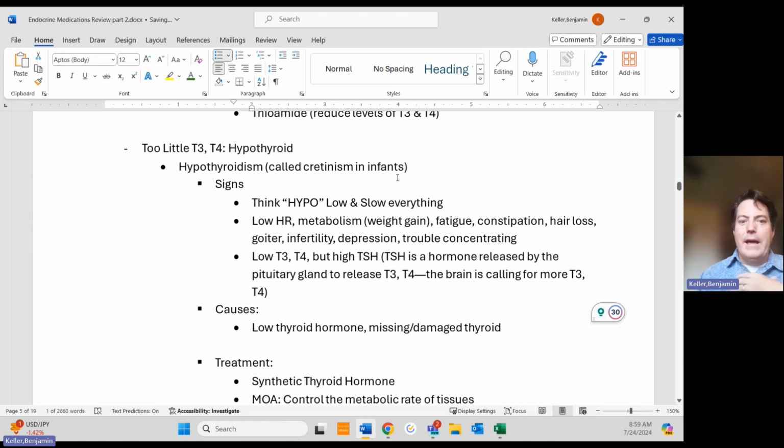Now, the opposite of that, if we were to think Goldilocks here, is too little thyroid. And so that's going to be too little T3 or T4 hormone. And you'll get this in your pediatric or OB, where it's called cretinism in infants. In case that pops up, you just might want to know that. So signs. When it comes to signs of hypothyroidism, think low and slow. So it's low and slow everything.